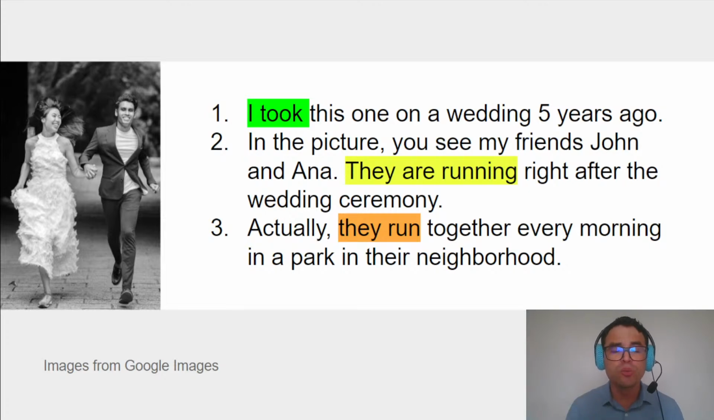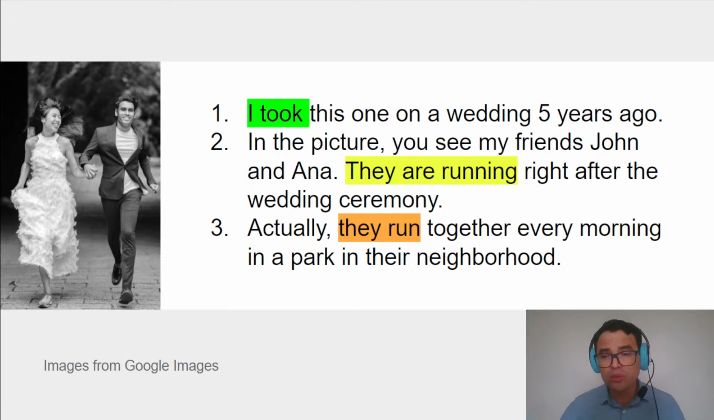Number 1, picture 2. What can you say? You can say, I took this one on a wedding 5 years ago. Again, green, simple past. Took. In the present, take. In the past, took. Irregular verb. Number 2. In the picture, you see my friends, John and Anna.